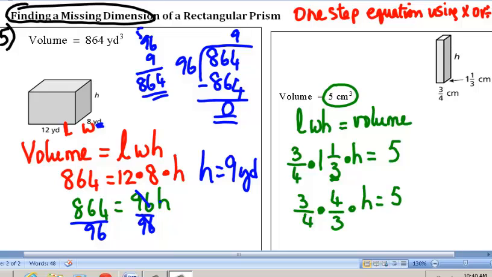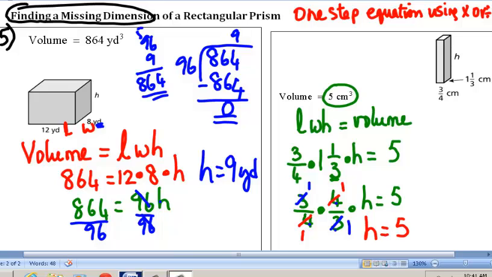Now since I can see numbers in the numerator and denominator that can cross out, I'm going to cross them out that way. Now you can multiply them and make it 12 divided by 12 times h. That's fine with you, but I would rather do this. So 3 goes once, 3 goes once in the numerator, and the 4 in the denominator and the 4 in the numerator cancel out. So I'm left with h is equal to 5.